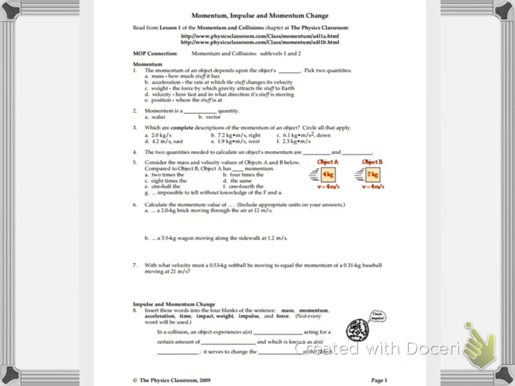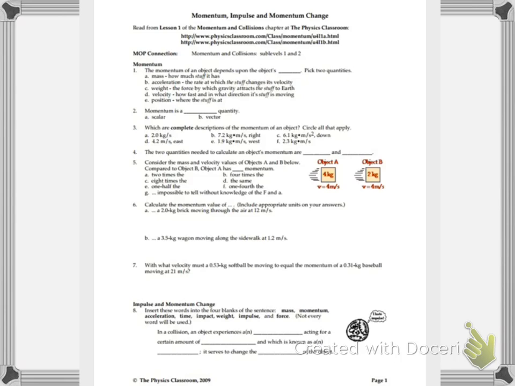Hey, what's going on, everybody? Starting our nice unit on momentum, impulse, momentum change. So here we're going to have some solutions for your initial little practice worksheet, your practice on momentum.